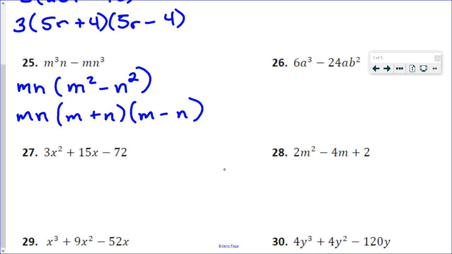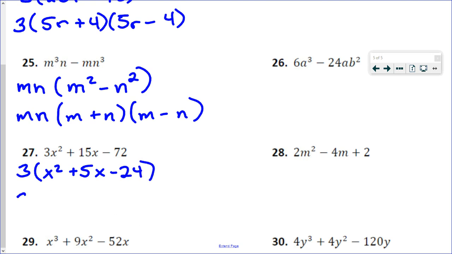So now we have a trinomial. So on a trinomial, what can we factor out? 3. So we can bring a 3 out. So divide all the terms by 3. x squared plus 5x minus 24.